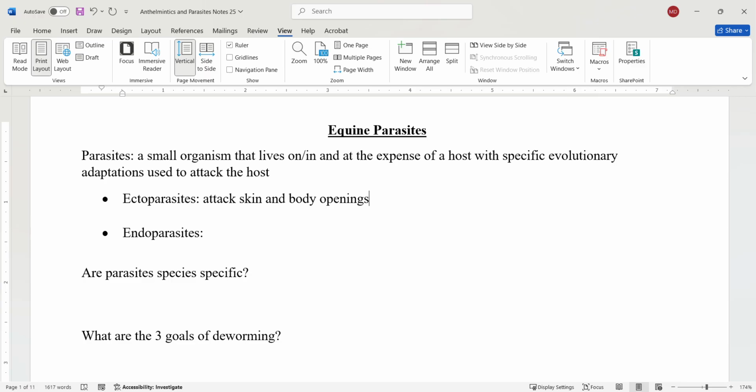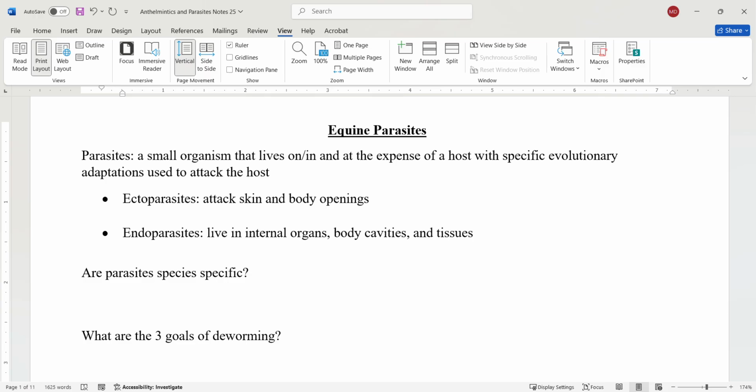These are ectoparasites. But for this unit, we're going to focus more on endoparasites, which are the parasites we find that live in internal organs, body cavities, and tissues. And so some of these parasites will be like our tapeworms, our large and small strongyles, ascarids, bots, pinworms. Some can even fall between the two, where certain stages are endo and others are ecto forms of these parasites.